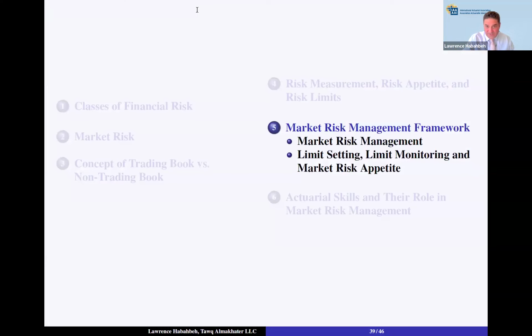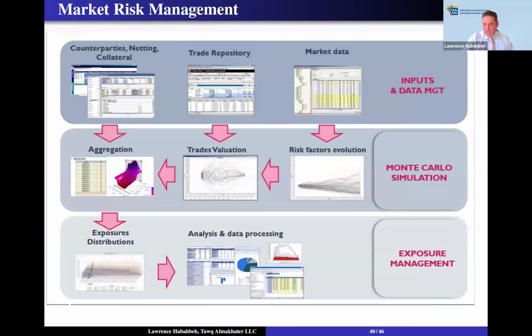And that means you have to have a robust framework in place to convince the regulator that you have control of the exposures that are coming from your exposure to different types of market risk factors. This gives you a good summary of the process of market risk management.